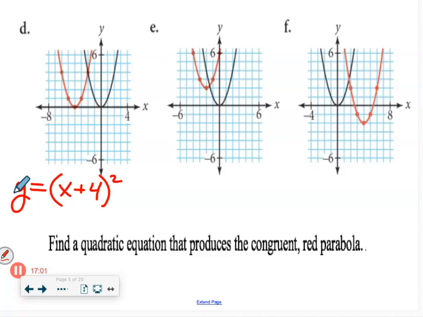Do I have to do anything to the Y's? No, because it didn't shift up or down. All right, by the way, I have to apologize in advance. I am so deeply ingrained with the word shift for translate.